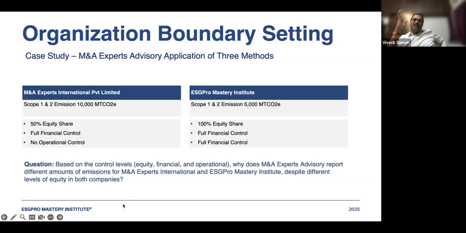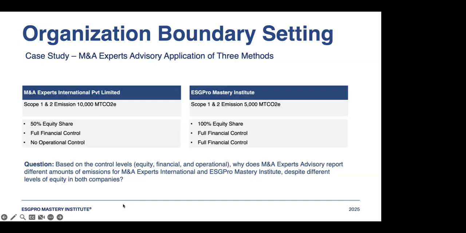And if I have no operational control on M&A Experts International because my partners are operating, I cannot go and operate on their behalf. They call me as an employee there. I go and execute the job, come back. And I have 100% operational control, not financial, of ESGPro Master Institute. What will be the emission? Only 5,000. Absolutely correct.